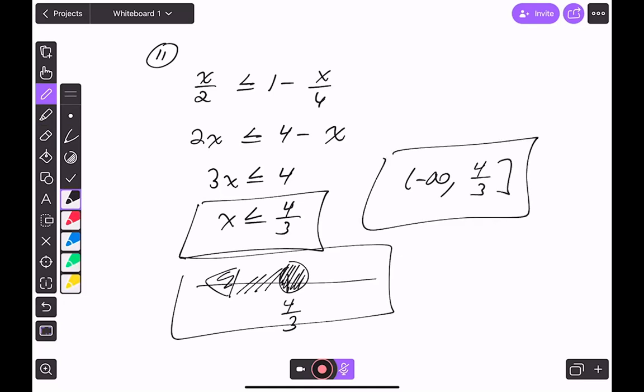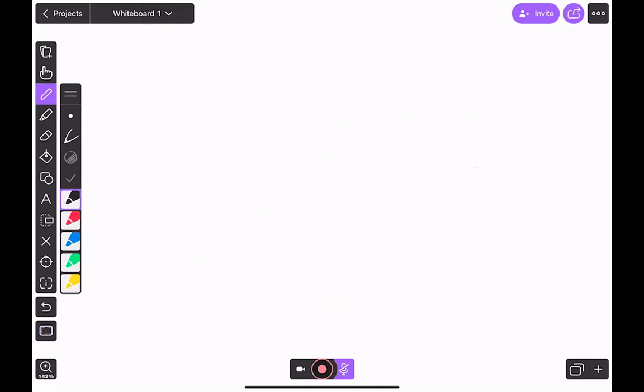Look at the key. Make sure you can agree with the key. If you can't, please rethink what you've done. If you really need to come by during office hours for this, don't hesitate to do so. Let's go to number 12.